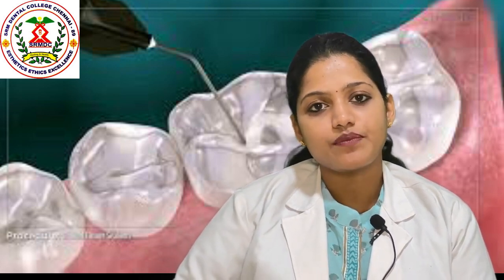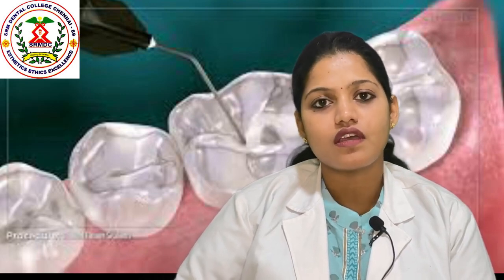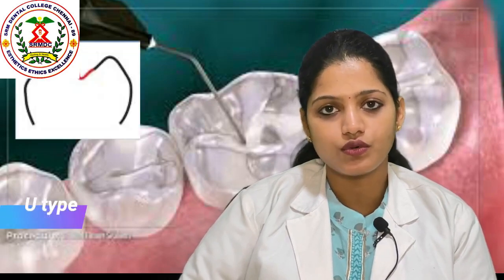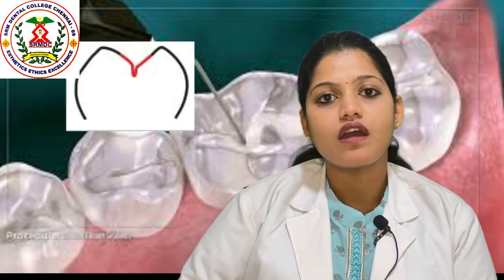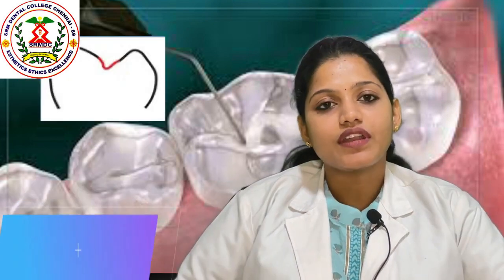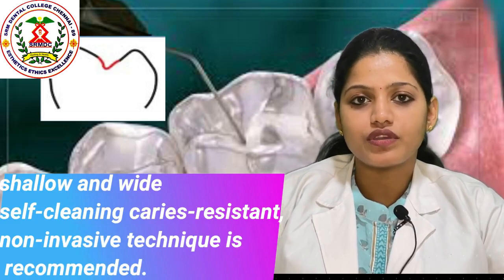There are various types of pits and fissures. Now let's see the different types of pits and fissures. We have 5 types of pit and fissures. The first one is U type, and then we have V type, I type, IK type, and inverted Y type. U type is shallow and wide. They are self-cleansing and they are more resistant to caries.